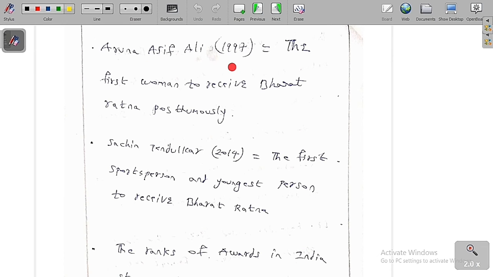Aruna Asaf Ali, in the year 1997, was the first woman to receive the Bharat Ratna posthumously, meaning after she passed away, she received this award. And Sachin Tendulkar, in 2014, is the first sportsperson and the youngest person to receive the Bharat Ratna award.